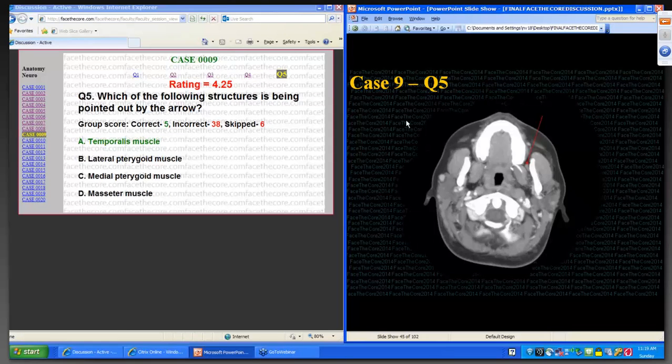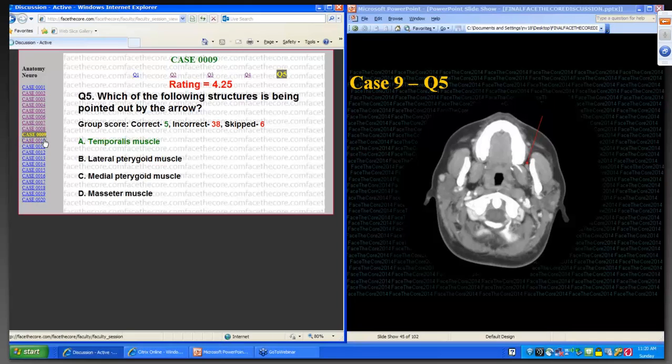So this question just got into V2. And then which of the following structures are being pointed out by the arrow? Is it the temporalis, lateral pterygoid, medial pterygoid, or masseter? So this is actually pointing to a small slip of muscle that inserts along the inner surface of the mandible, and this is actually the correct answer, therefore the temporalis muscle. Masseter muscle is located here along the lateral aspect of the mandible, and then lateral pterygoid and medial pterygoid muscle bellies we can see portions of.